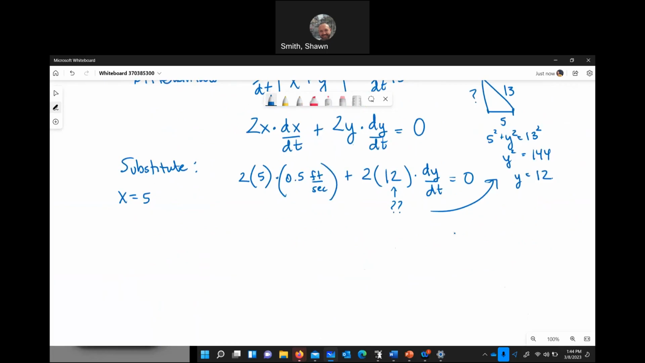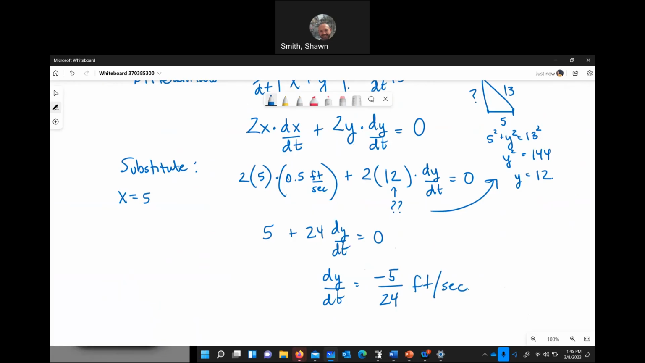So that's 10 times 0.5 makes 5 feet per second. I can take off all the units right now. It's probably easier not to even worry about them. We know it's going to also be changing in feet per second, right? Let's just do that so it doesn't get too messy. That's just 5. This is 24. 24 dy/dt is equal to 0. dy/dt is equal to subtract the 5 and divide by 24, right? So negative 5/24 feet per second.